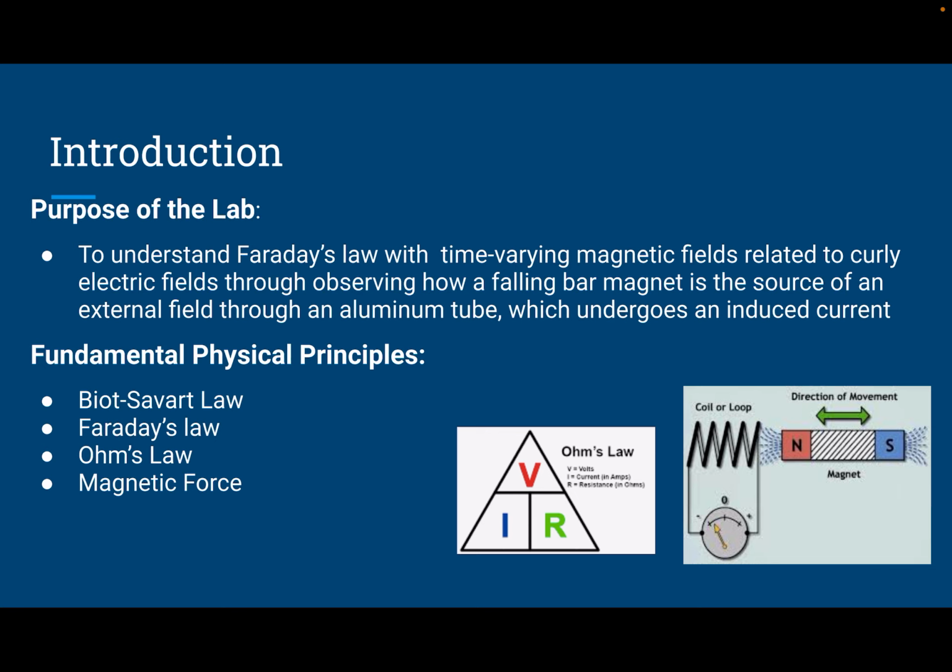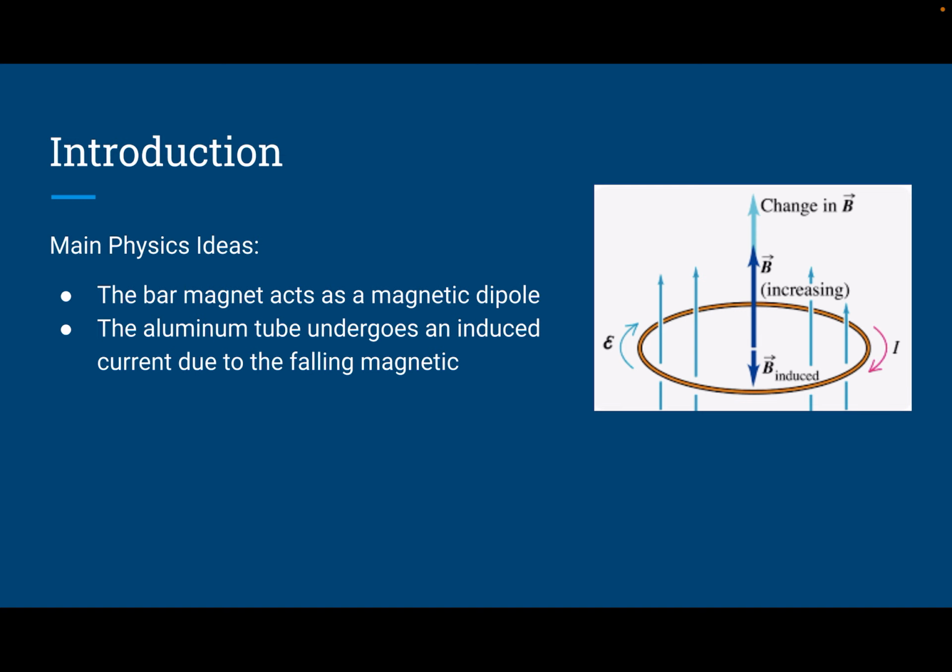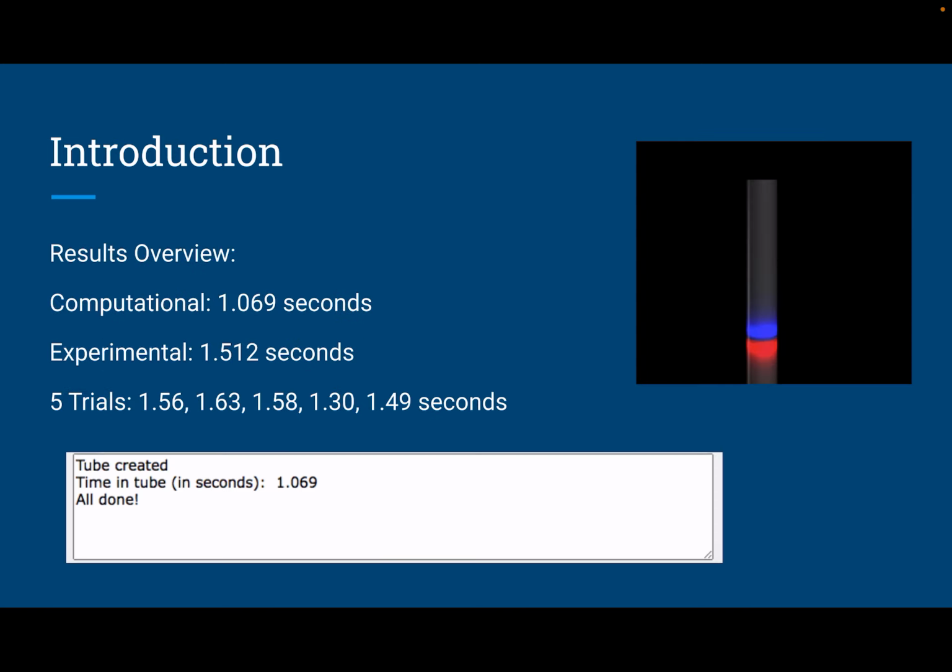The fundamental physical principles include the Biot-Savart law, Faraday's law, Ohm's law, and magnetic force, with Faraday's law and Ohm's law pictured on this slide. The main physics ideas include that the bar magnet acts as a magnetic dipole, and that the aluminum foil tube undergoes an induced current due to the falling magnet, and induced current is pictured on this slide. So the results overview: our computational time was 1.069 seconds, experimental was 1.512 seconds, and then there is a photo of the output where the magnet is still falling through the aluminum foil roll.